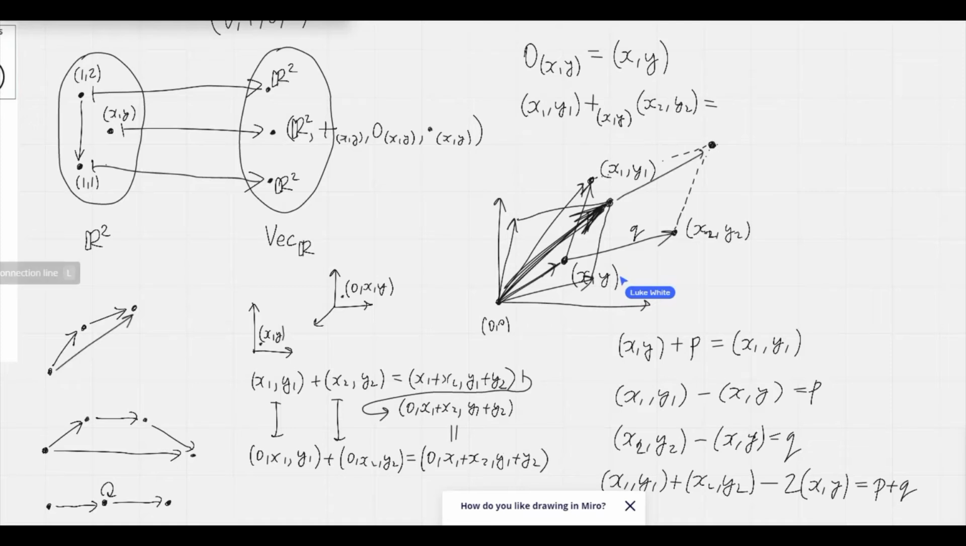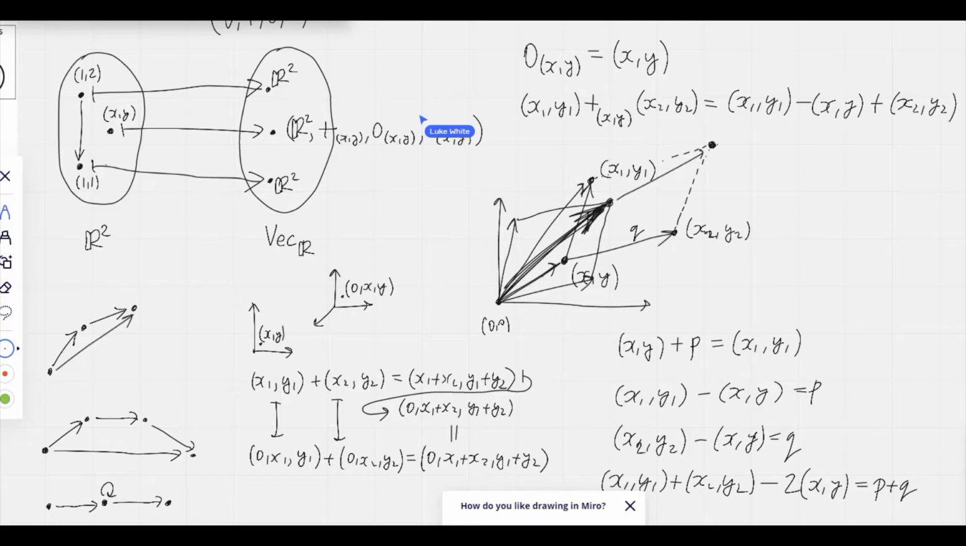So it's x1, y1 minus xy. So I've put that in the middle, just like this appears in the middle here. And then plus x2, y2. You see?